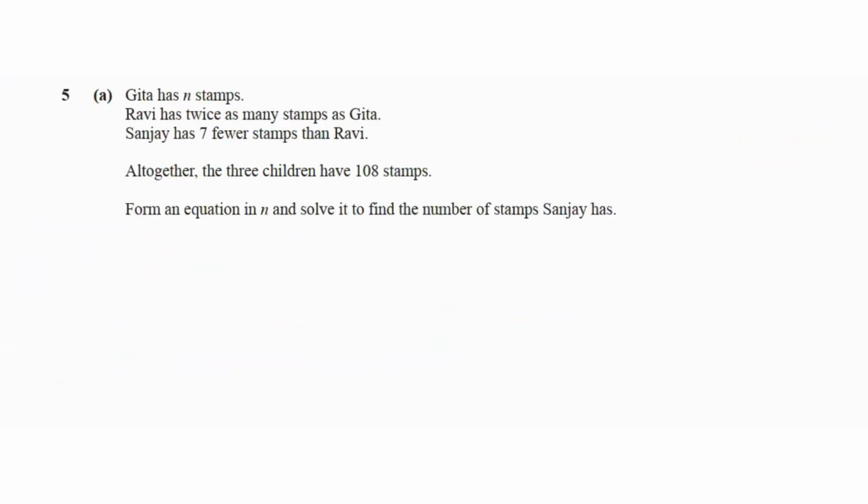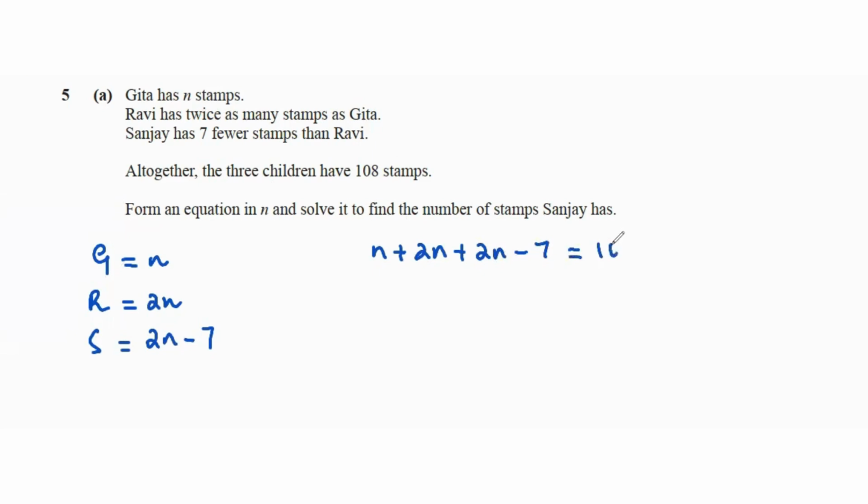Geeta has n stamps. Ravi has twice as many stamps as Geeta. So let's write this down. Geeta is n. Ravi is 2n. And Sanjay has 7 fewer stamps than Ravi, so 2n minus 7. Altogether, the 3 children have 108 stamps. So n plus 2n plus 2n minus 7 equals 108. Form an equation, which we've already done, and then solve it to find the number of stamps Sanjay has.